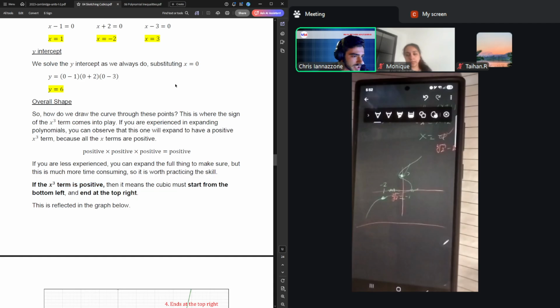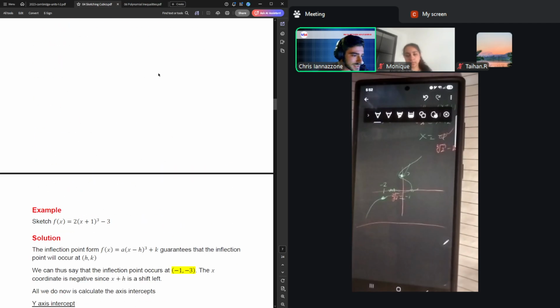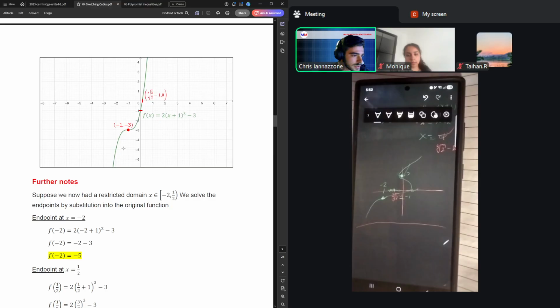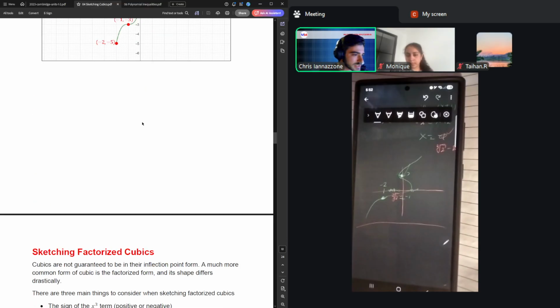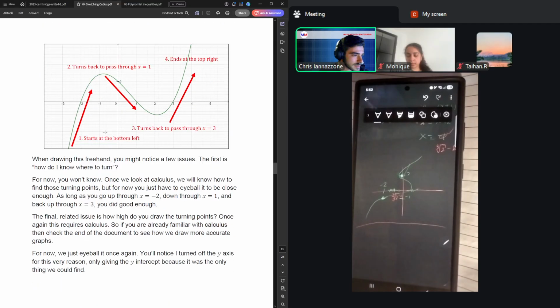Whether it's positive or negative behaves exactly the same as the inflection point form. So positive will always start bottom left and end top right. Negative will be the opposite. And we'll see what that looks like here. So you can see it always starts bottom left and ends top right when it's positive. Even though there's a bit of weirdness going on in here, the overall idea of the cubic starting at the bottom left and ending at the top right is maintained because it's positive.